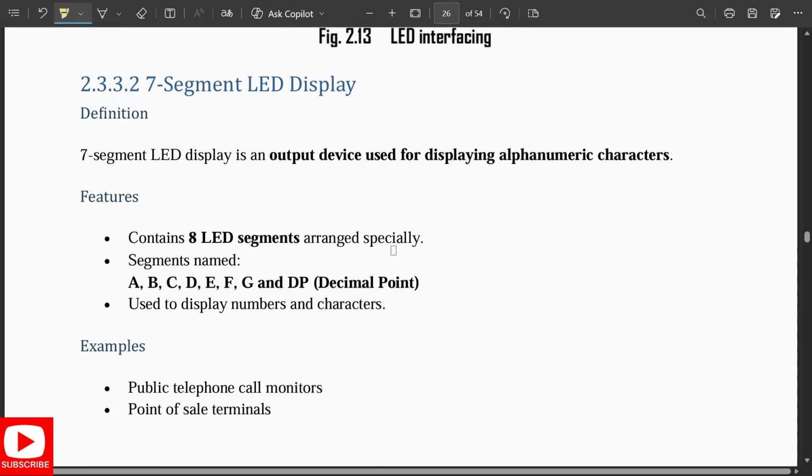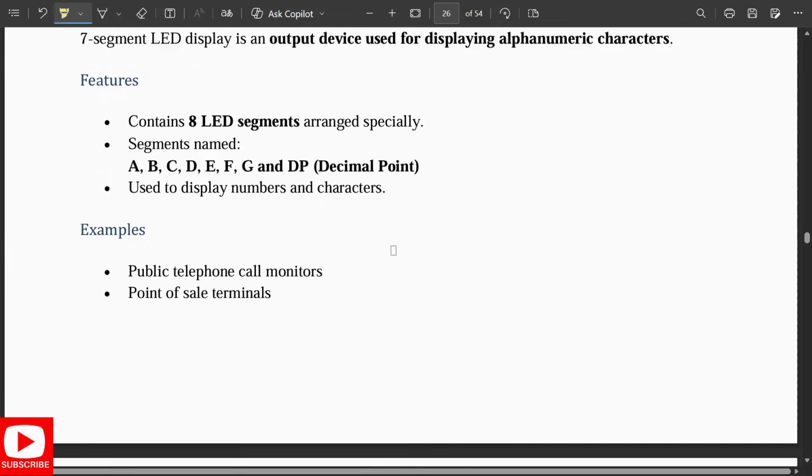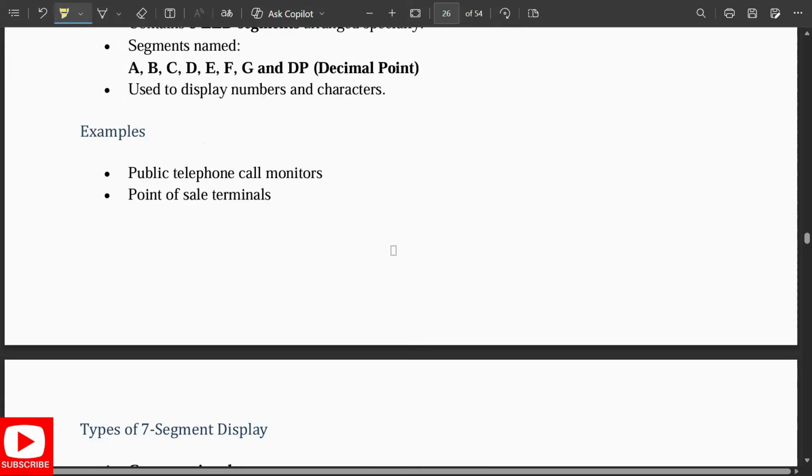Next, the 7-segment LED display. The 7-segment LED display is an output device used for displaying alphanumeric characters. It contains 8 LED segments arranged specifically, that is A, B, C, D, E, F, G, and DP, that is the decimal point. It is used to display numbers and characters, for example in public telephone call monitors or point of sale terminals.